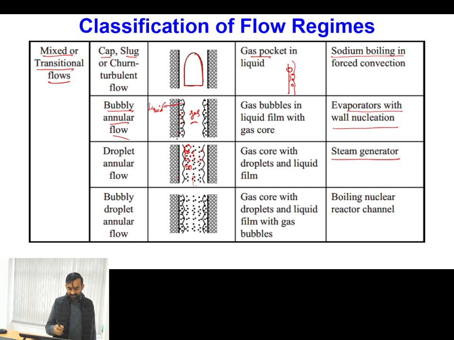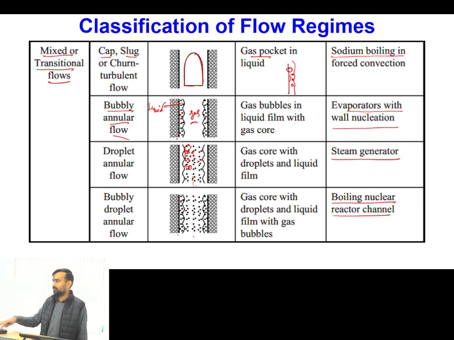Then we have bubbly droplet annular flow. What is the meaning of bubbly droplet annular flow? That in the liquid film we have bubbles, in the gaseous core we have droplets. In boiling nuclear reactor channels, typically this type of situation is observed.